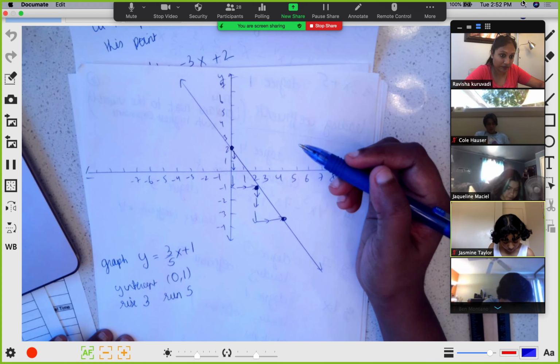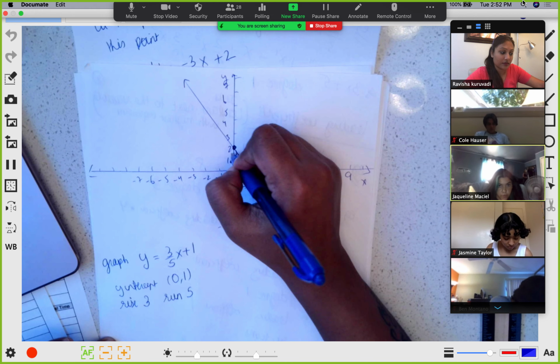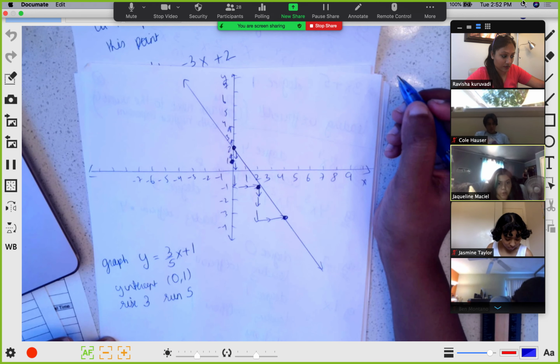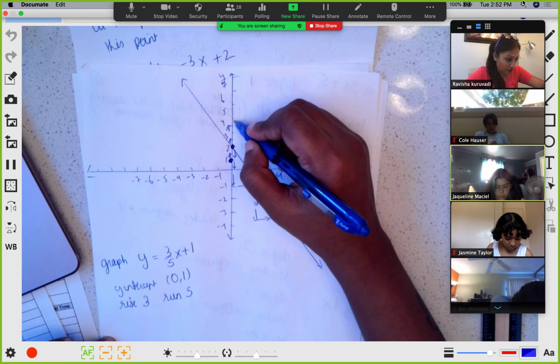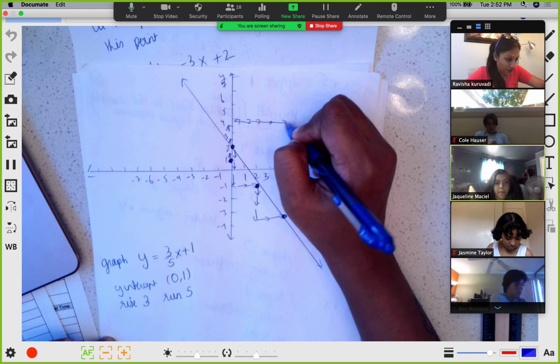So on the graph, you go to your y-intercept, which is positive 1, and then you go up 3, since it's positive, and then you go to the right 5 times. You go over 5 times to the right. Yes. So I reached this point.